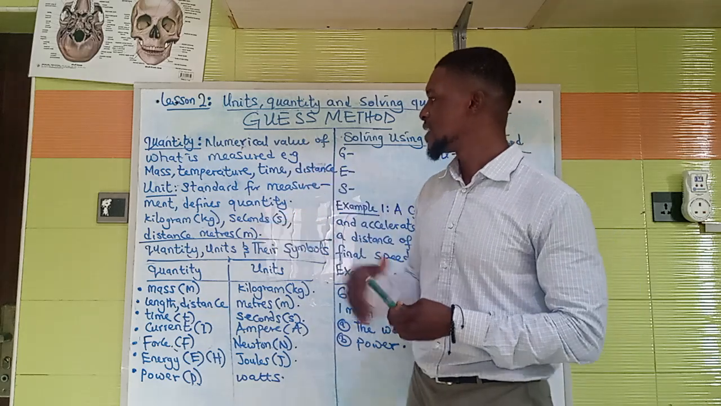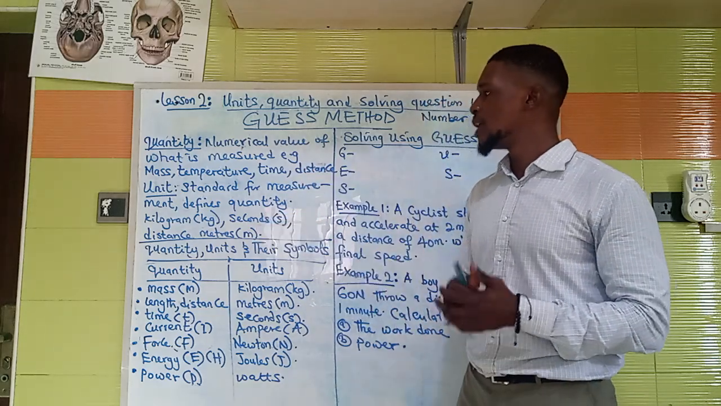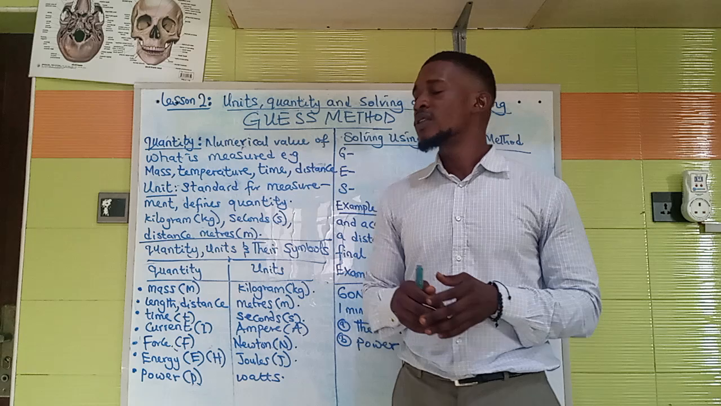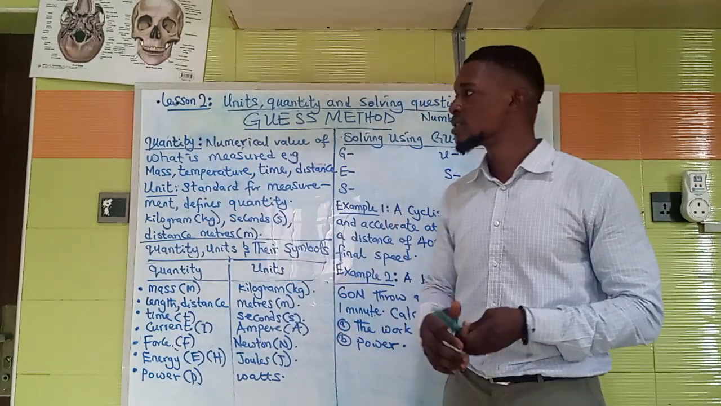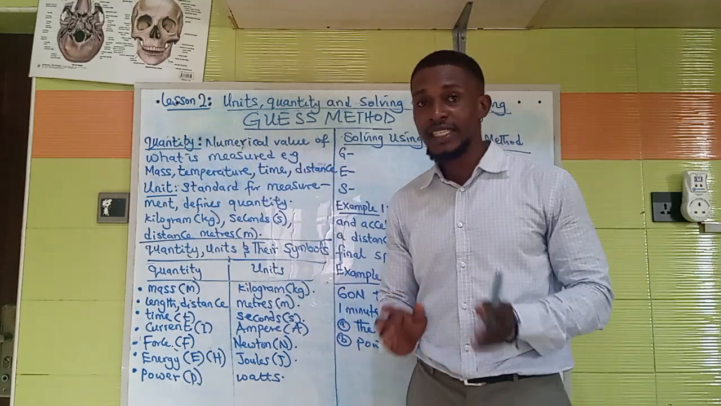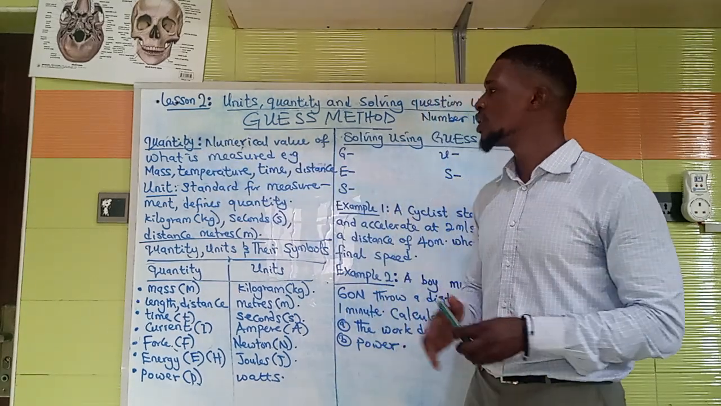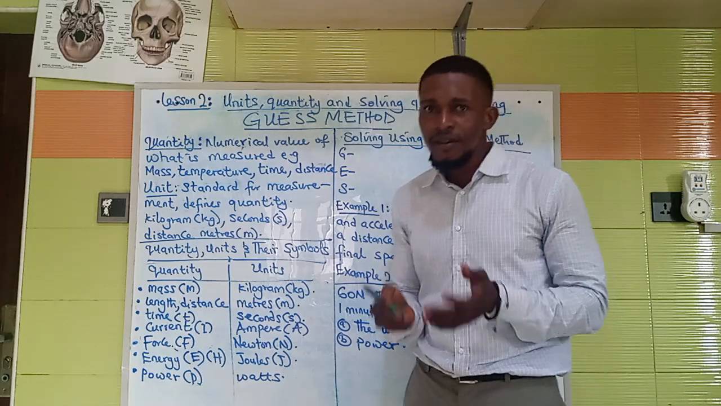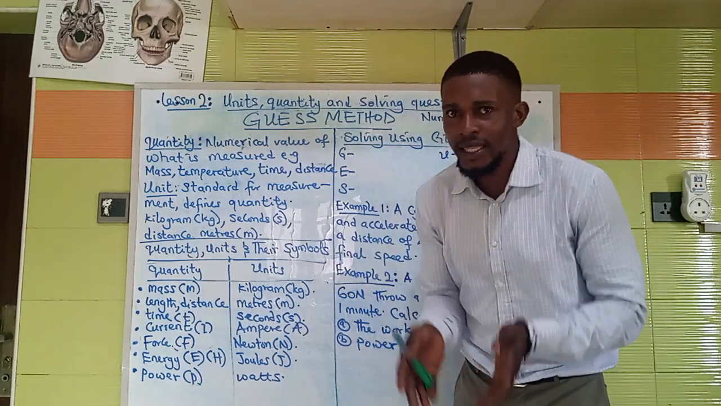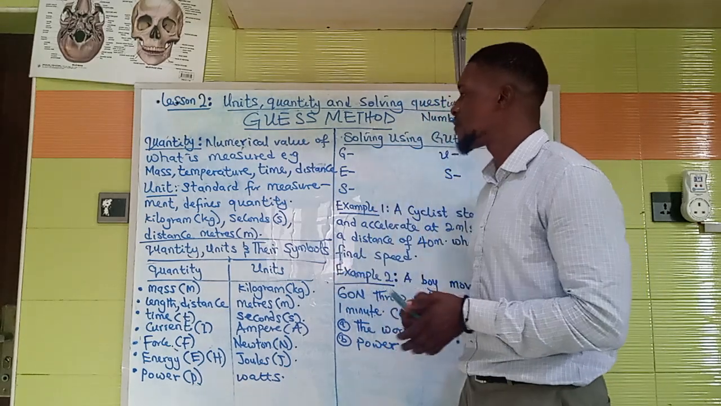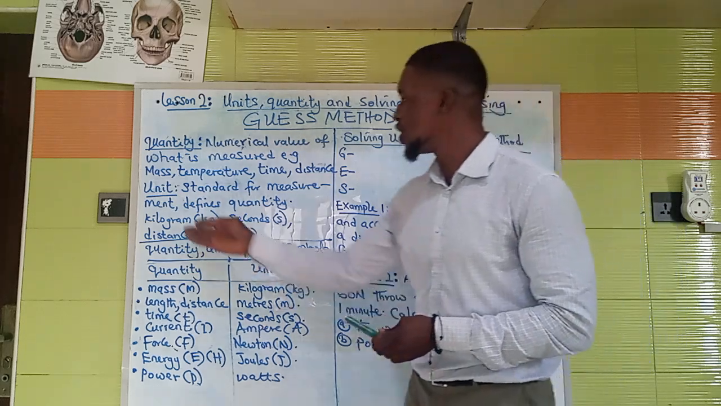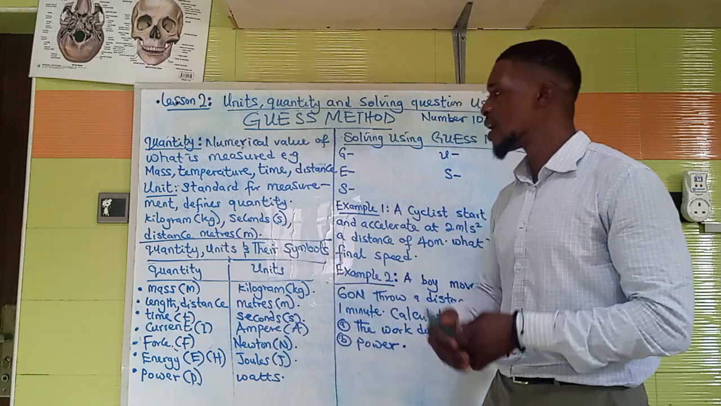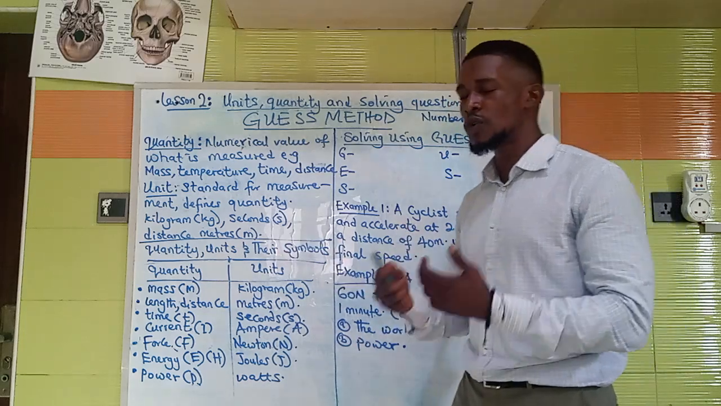A unit is the standard for measurement. It defines a quantity. Now let me put it this way: a quantity is useless without the unit. A quantity does not have any identity without the unit. So what the unit does is it gives the quantity meaning. For examples of units, we have the kilogram, seconds, ampere, meter, lots of them.